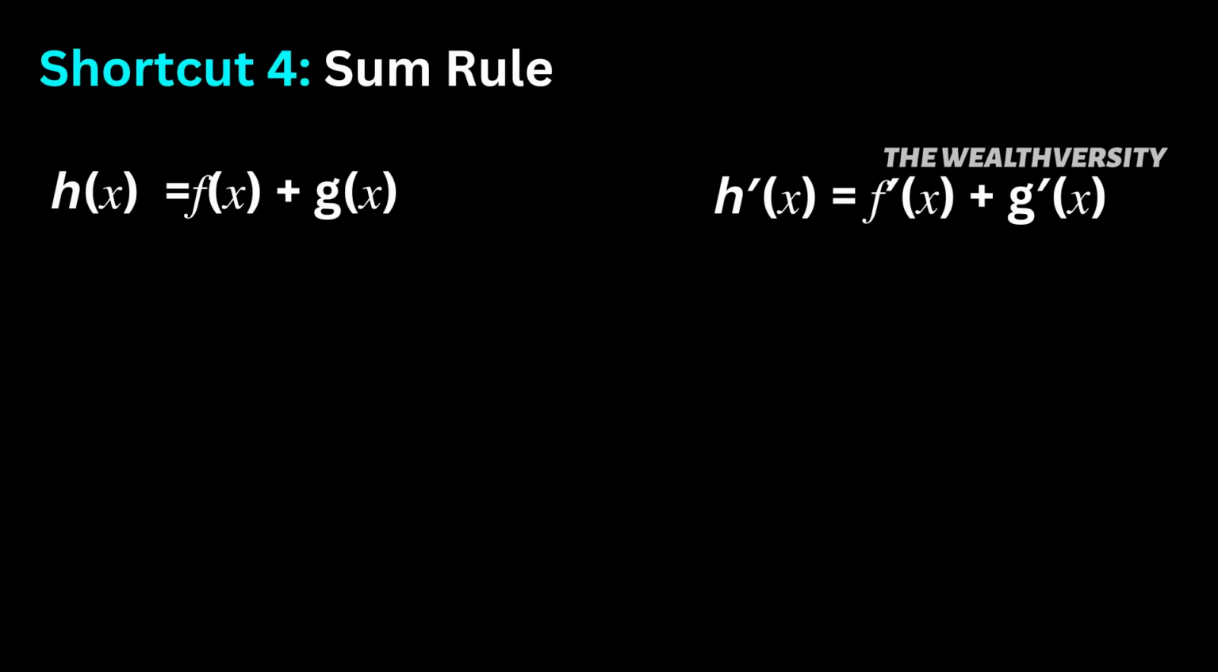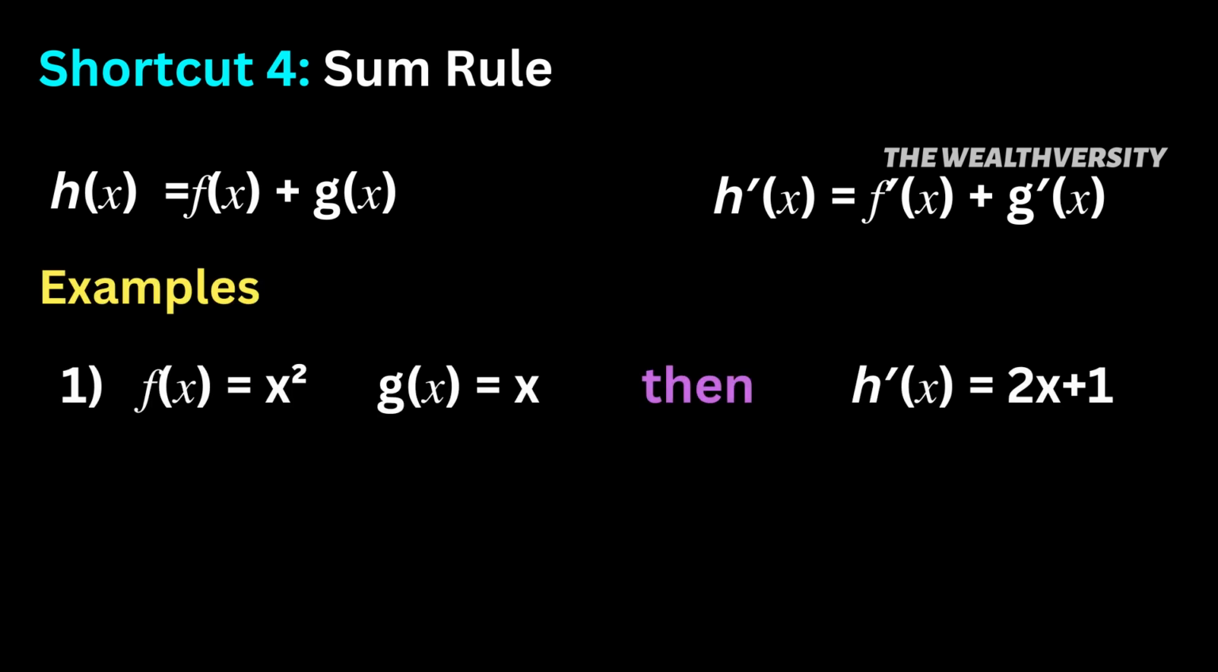The next shortcut is called the sum rule. This rule states that if h of x is equal to f of x plus g of x, with the requirement that both f of x and g of x are differentiable, then h prime of x is equal to f prime of x plus g prime of x. In the first example, f of x is equal to x squared, and g of x is equal to x. That means that h prime of x is equal to 2x, which is the derivative of x squared, plus 1, which is the derivative of x.